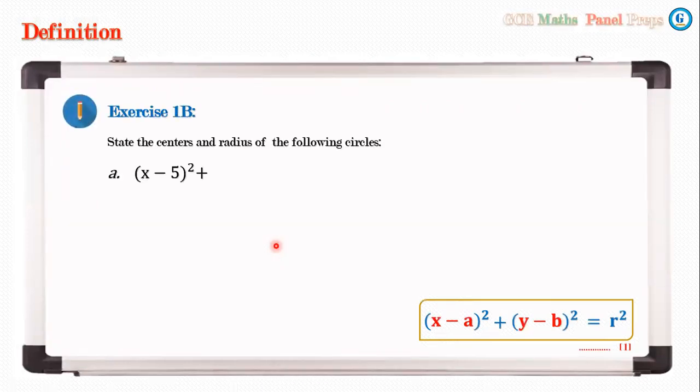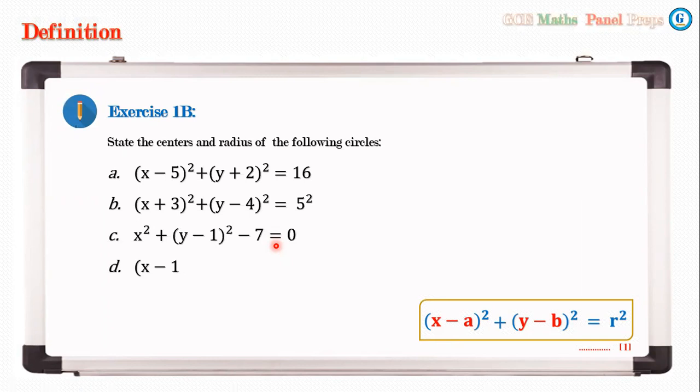Okay, exercise 1B. Equally, they can decide to give you the Cartesian form of the equation of a circle, and ask you to state the center and the radius of that circle. So this should not actually be something difficult. So you just do exercises.